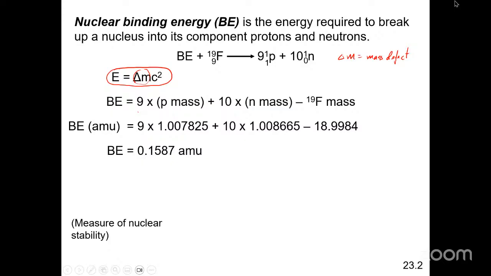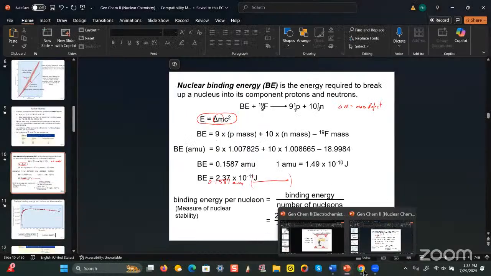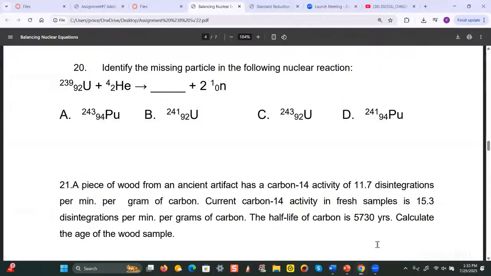So the way you do that is you take the 0.1587 AMU, and then you multiply that by a conversion factor, which allows you to convert from AMU to kilogram. And I don't remember what that is, but I know I gave it to you guys in a table. So let me look that up.